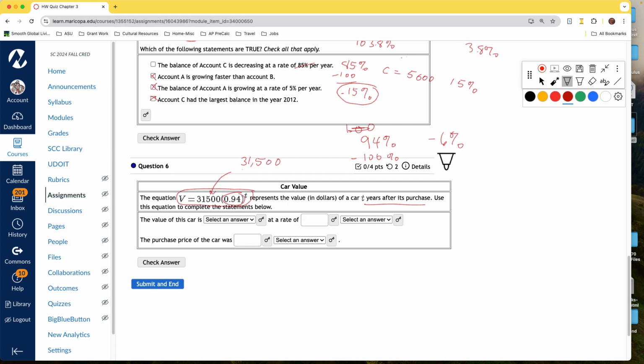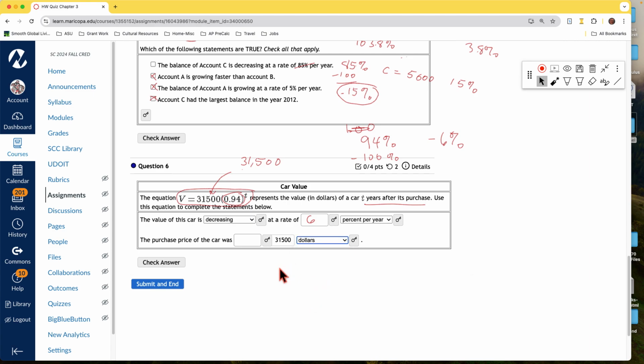Does that make sense? Sometimes it's harder to see the decreases than the increases. But that's what that equation will tell us. So the value of the car is decreasing at a rate of 6% per year. And we know it's per year because that's what the T is. Each year it's going to reduce by 6%. It's not just 6%, but it's 6% per year. And then the purchase price of the car, we already identified that's $31,500, and that's just in dollars.